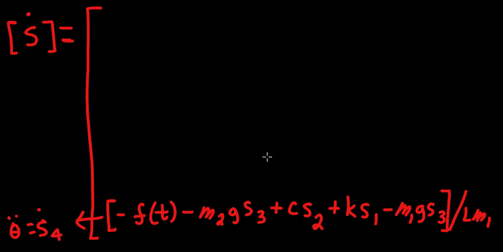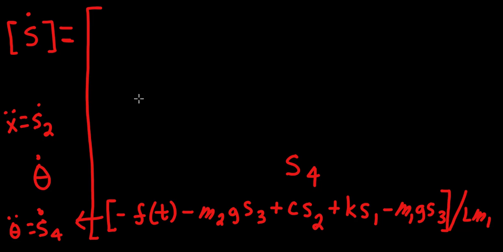Then we have S4 down here. S4 is just theta dot, which we should know from here: if S4 dot is theta double dot, then S4 is theta dot, right? But anyway, next is S2 dot, which is also X double dot.